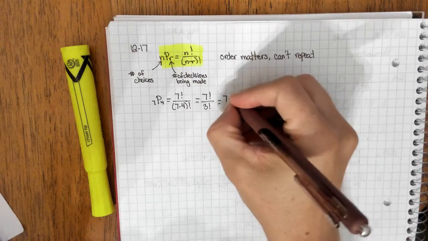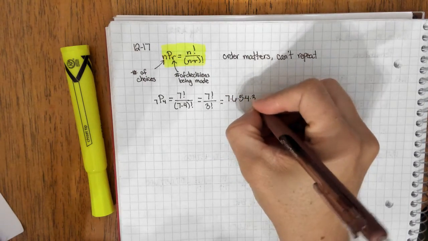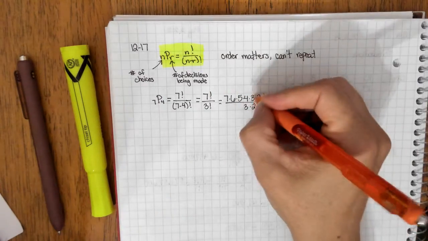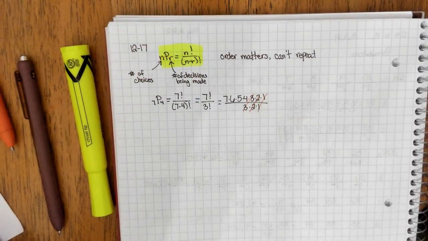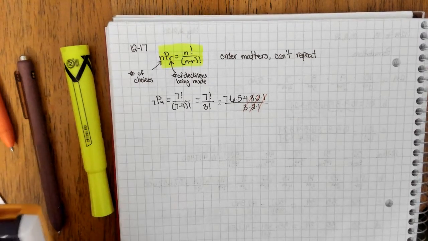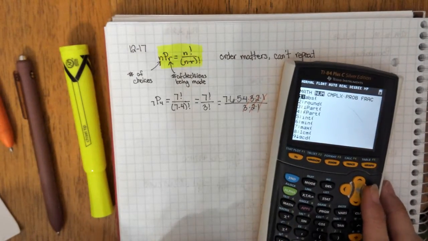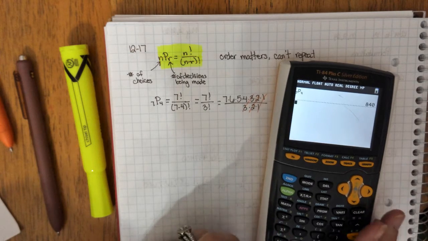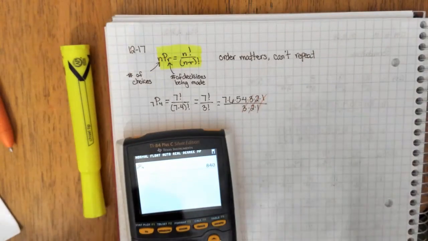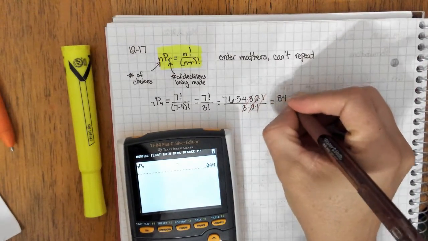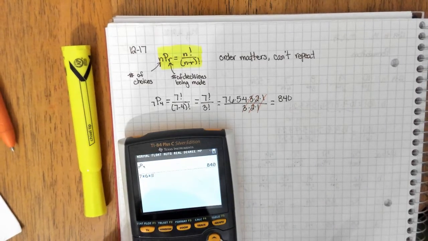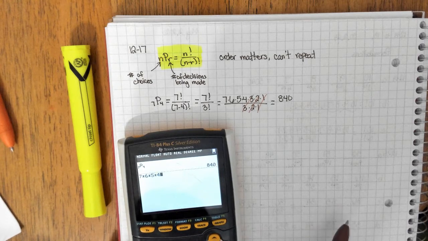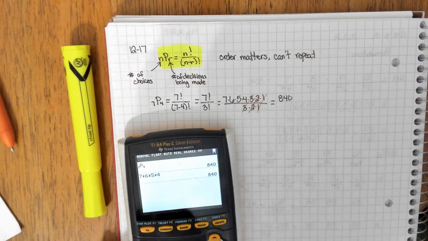And remember what this means is 7 times 6 times 5 times 4 times 3 times 2 times 1 divided by 3 times 2 times 1. So this is really 7 times 6 times 5 times 4. If I plug this into my calculator, remember, I do math, probability, nPr, so that's 7 and then a 4, and we get 840. And notice if I plug it in this way, 7 times 6 times 5 times 4, it's 840, because that's all that this was calculating for us.